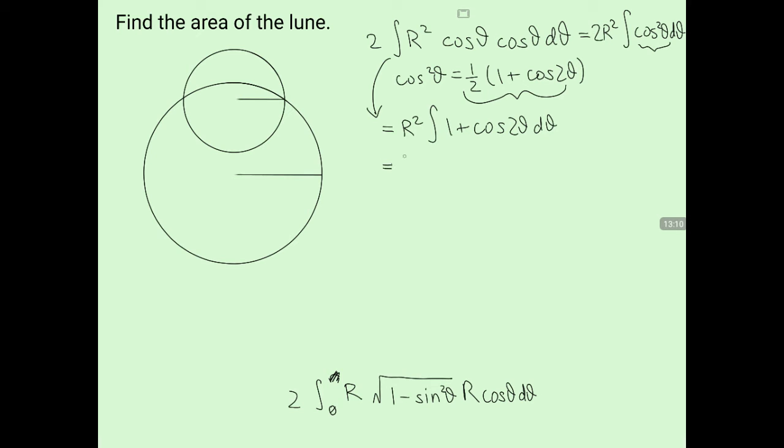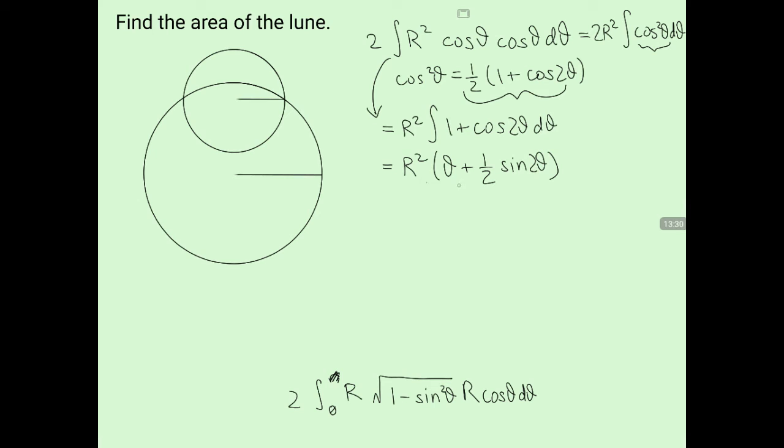If we continue, we have r squared, and we can take the antiderivative of 1, which gives us theta, and the antiderivative of cosine 2 theta, which gives us 1/2 sine 2 theta.